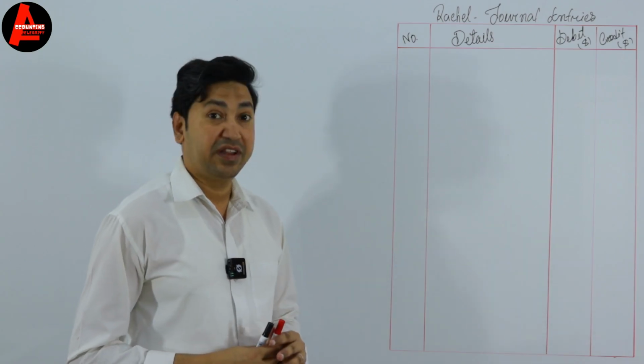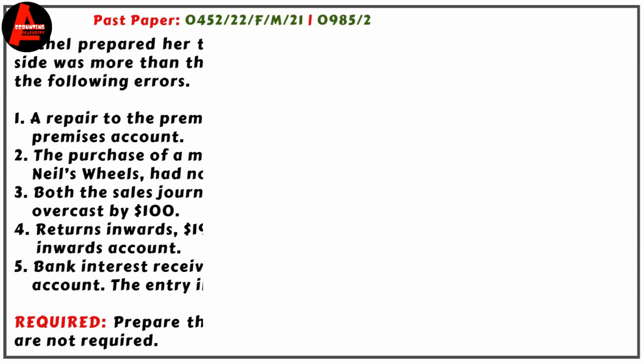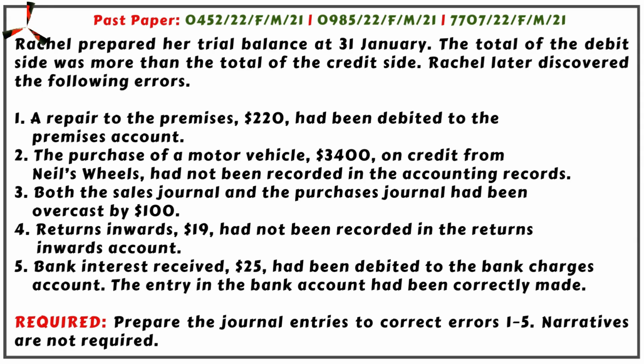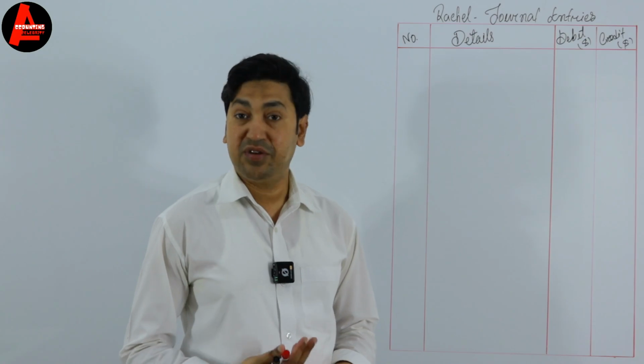So before we dive in here, let us have a look at the question. Rachel prepared her trial balance at 21st January. The total of the debit side was more than the total of the credit side. Rachel entered the difference in a suspense account. Okay. Then here we see 5 transactions. Rachel later discovered the following errors. So here we see 5 errors. We will rectify these errors one by one.